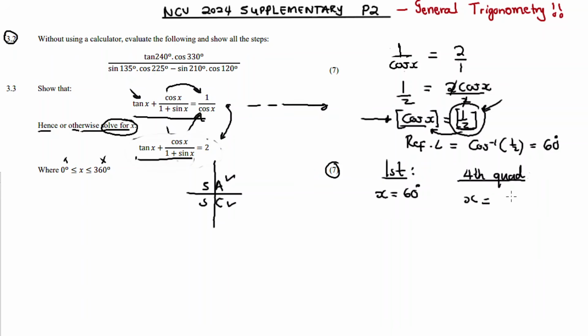Then for the fourth quadrant, x is going to be equal to 360 degrees minus the reference angle. X is now equal to 360 minus this, it's what? 300. So this is our second solution, which is found in the fourth quadrant. The first solution is 60 degrees. Yes, so this is the final answer for our 3.3. Any questions, leave them in the comment section.